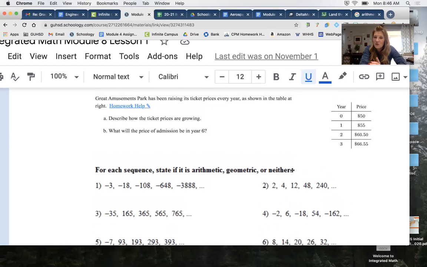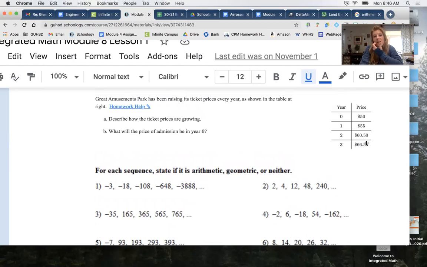The last one I'm going to do is this one right here, talking about the price of tickets at an amusement park. When I have this one, I first look at it and I go, okay, so I'm going to take 55 minus the previous one, and that went up by $5 in year one. Then I go to the next one and I go $60.50 minus 55. Oh, that went up by $5.50. So this does not have a common difference when I'm subtracting, because it's changing. It's not the same difference. It's close, but it's not the same. So since it doesn't have a common difference, I immediately go, okay, the other thing that I can check, does this have a common ratio?